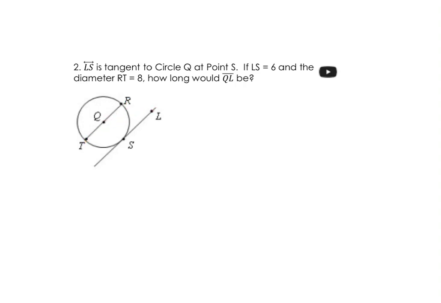Okay, so in this problem, we're trying to find the length of QL. So QL is this line segment here. That's what we're trying to find. The measurements that we're given: LS is 6, and we know that the diameter RT is 8. All right, so there's a couple theorems that we are going to use here. The first one being the tangent to a circle theorem.